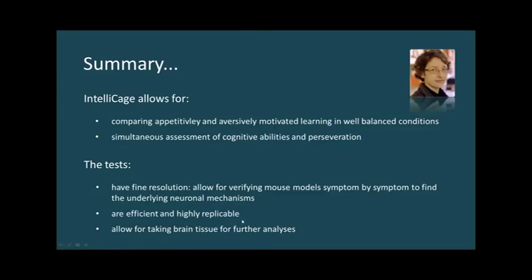And to summarize what I talked about during the whole talk, the IntelliCage allows for comparing appetitively and aversively motivated learning in well-balanced conditions and simultaneous assessment of cognitive abilities and perseveration. So what's important for me is that the tests have fine resolution. They allow for verifying mouse model symptom by symptom to find the underlying neuronal mechanisms. The tests are efficient and highly replicable, and they allow for taking brain tissue for further analysis.